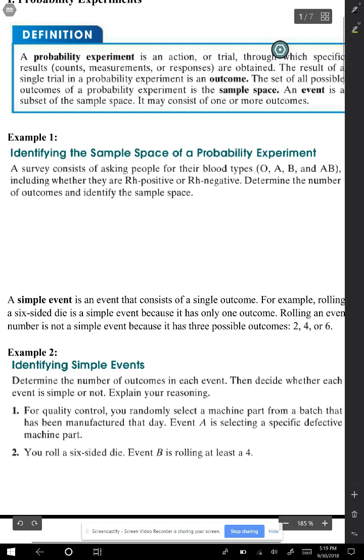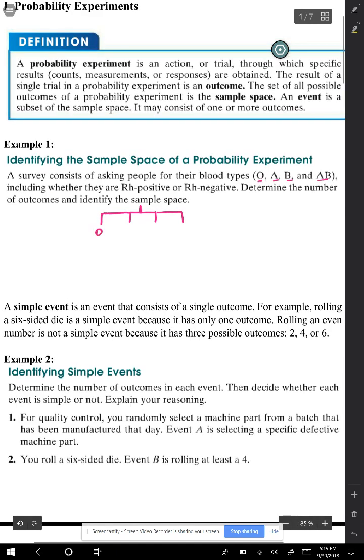And in the tree diagram, you come down and however many options you have for the first choice, that's how many branches you're going to have on your tree. So we have 4 blood types. So I'm going to come down and I'm going to come off of here and I'm going to have 4 blood types. So a person can be O, A, B, or AB.